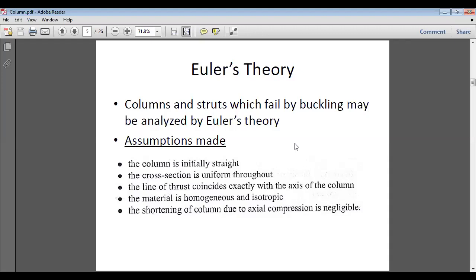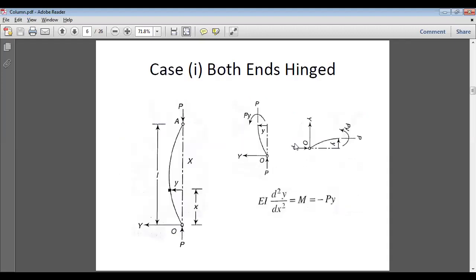The material should be homogeneous and isotropic, and shortening of the column due to axial compression is negligible. The last one is that shortening of the column due to axial compression is negligible. That means we don't consider compaction of the column because of loading.